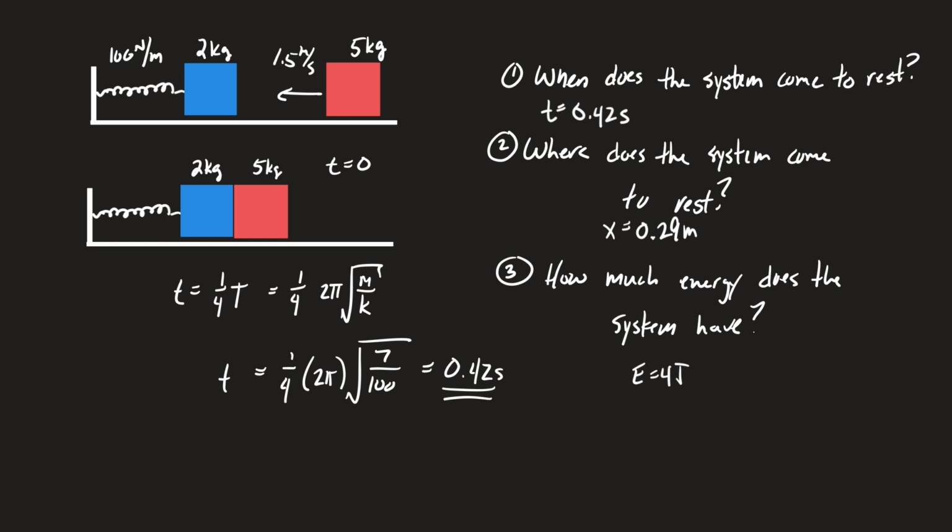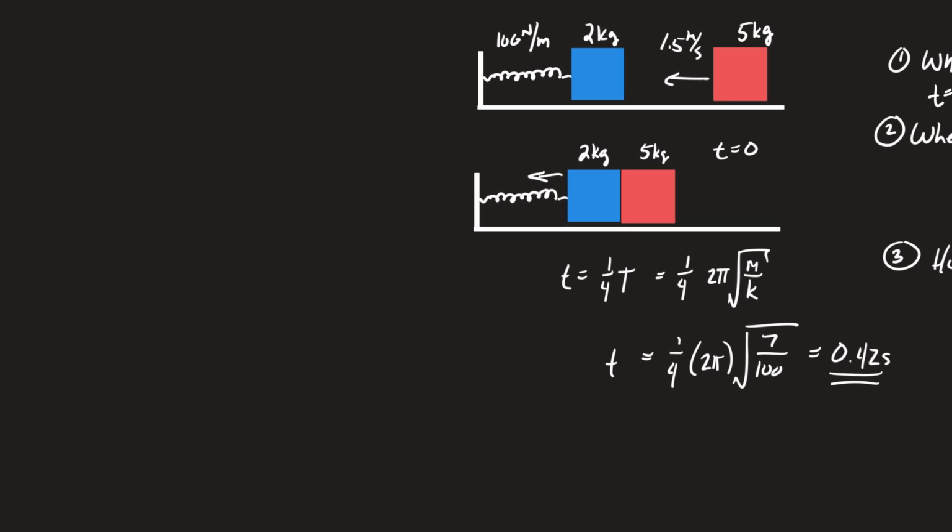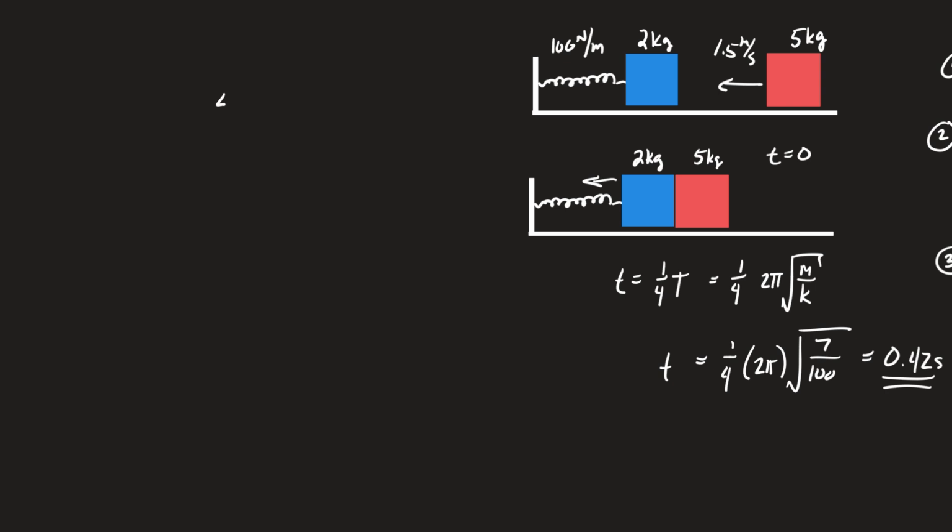Probably you'd have to figure out how fast the system's going after the collision. So that is a perfectly inelastic collision. So let's figure out what our speed is right after the collision. Momentum's conserved in any collision. So I can figure out this velocity by doing conservation of momentum. Again, first semester. So 5 times 1.5 equals 5 plus 2 times whatever their combined velocity will be.